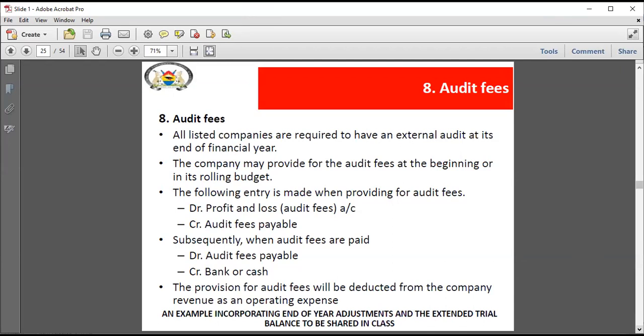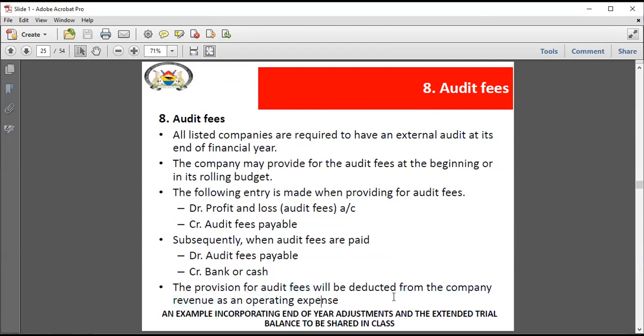And when the audit fees are paid in the next period, we shall debit our audit fees payable, because in this case the liability is decreasing, or we have to write off the liability, and then we are crediting our cash and bank with the same value. Yeah, like that.